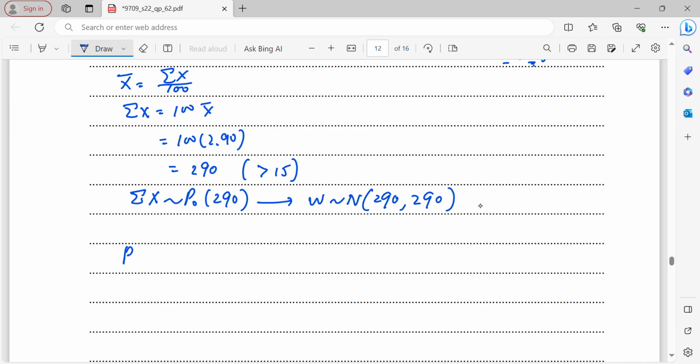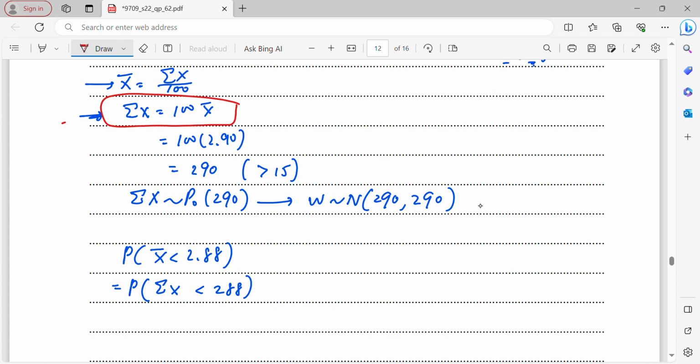So P of X bar less than 2.88. The X bar less than 2.88 is similar to, let's say, look at here. X bar is summation X over 100, right? So now we know that summation X is 100 X bar, which means here I will say my summation X is less than 288 because of this concept.